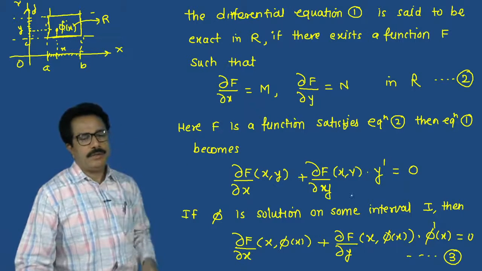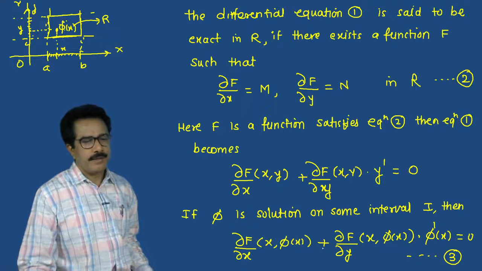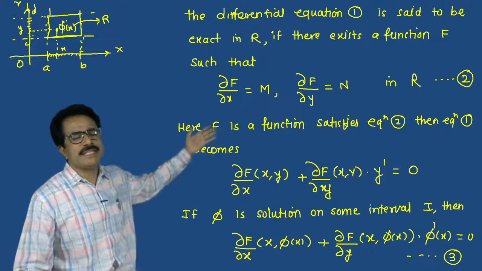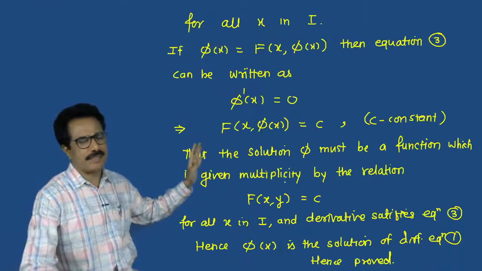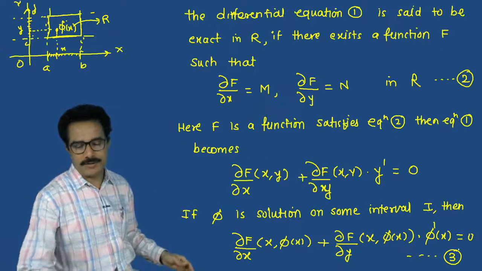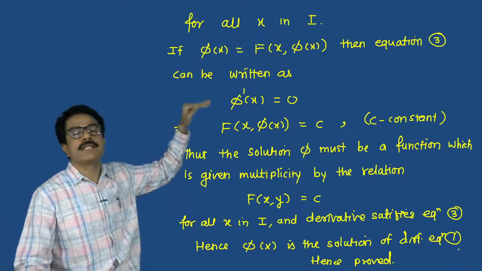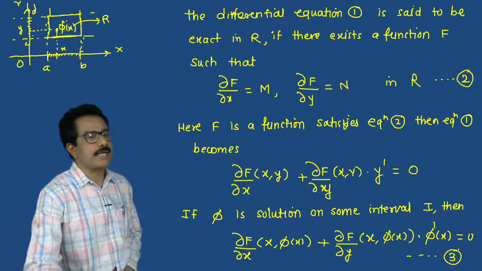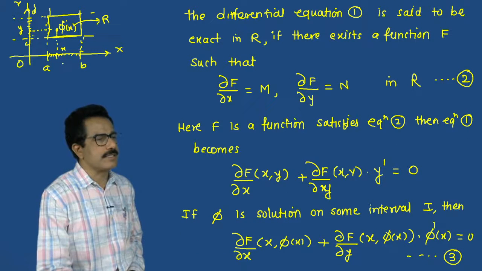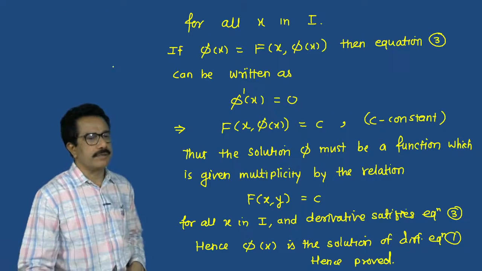So on interval I, we can replace this y by phi of x. This is the simple concept. Into y dash, meaning phi dash of x, is equal to 0. Suppose this is equation number 3 for all x in I. Suppose this is the interval I, x is in interval I.